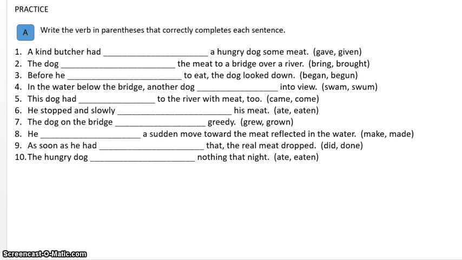So let's take a look at number 1. It says, a kind butcher had blank a hungry dog some meat. Okay, so you need to say, a kind butcher had gave a hungry dog some meat, or a kind butcher had given a hungry dog some meat.